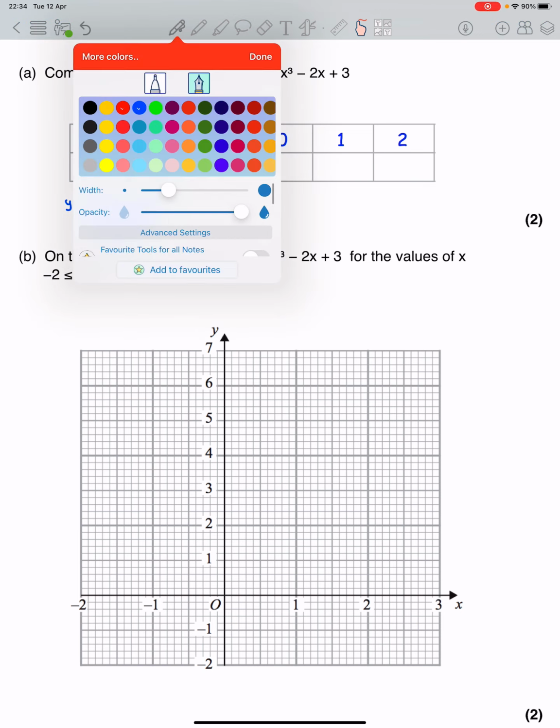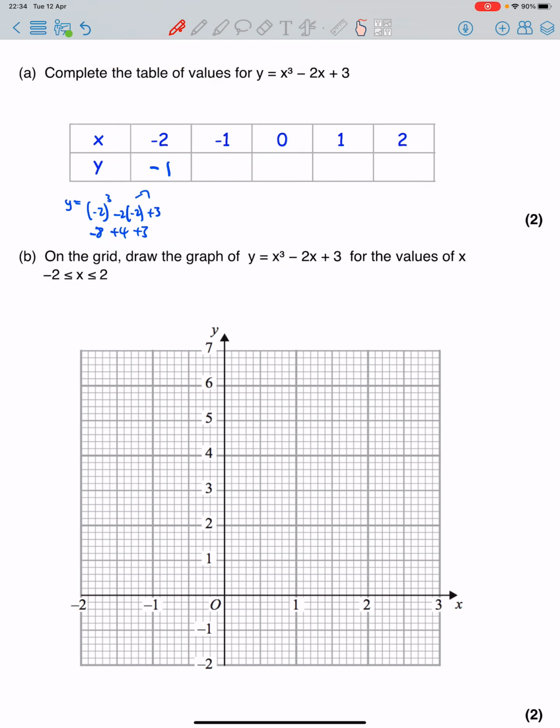Next, I'm just going to change color so that it doesn't look too similar, and we can see the difference between the different calculations. So when x is equal to minus 1, y is equal to minus 1 cubed minus 2 lots of minus 1 plus 3. And that is going to equal minus 1 plus 2 plus 3, which is 4. So that's going to be 4.